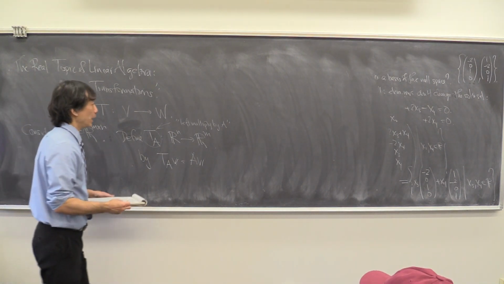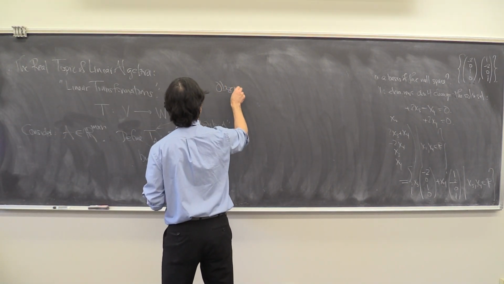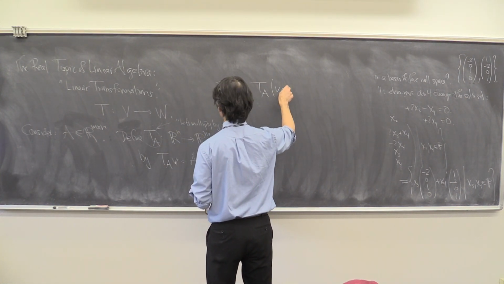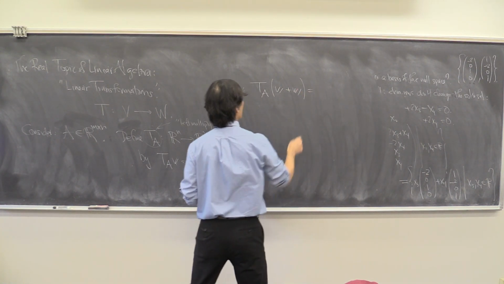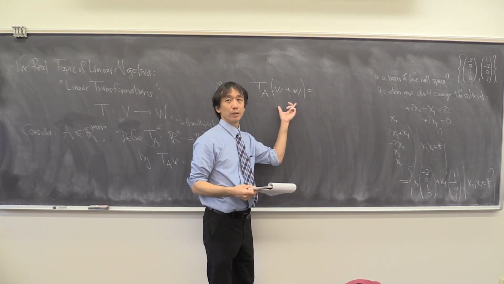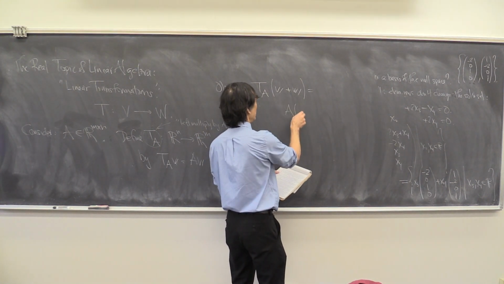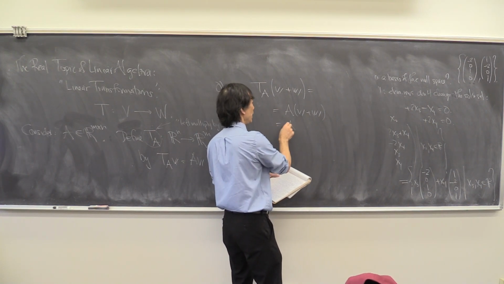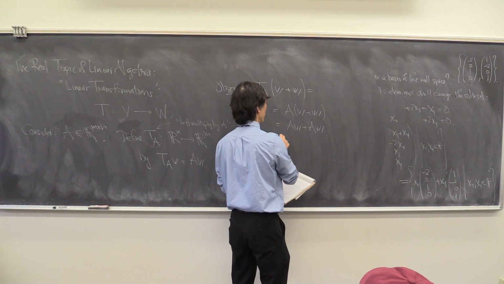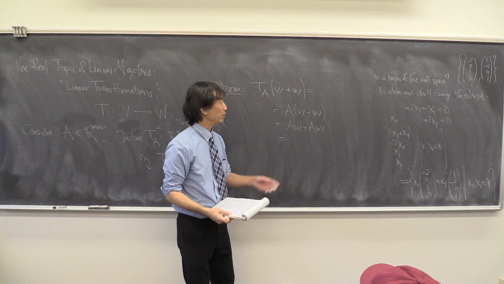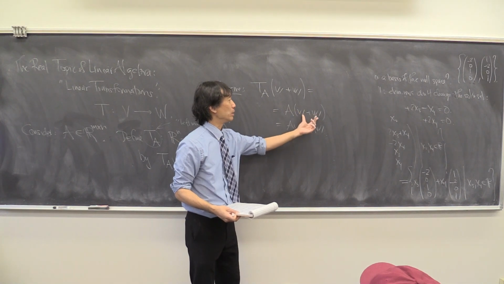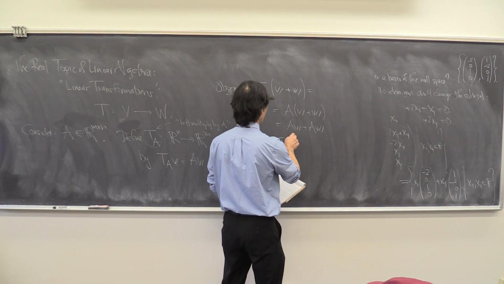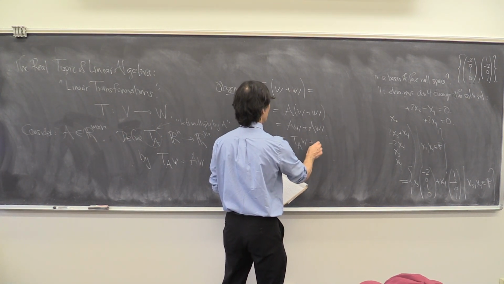Okay. Now observe. If I'm looking at T sub A of a sum of vectors, well, what is that? That's going to be A times the sum of vectors. Right? Well, that's AV plus AW, because this multiplication distributes. But AV I can rewrite as T_A of V plus T_A of W.